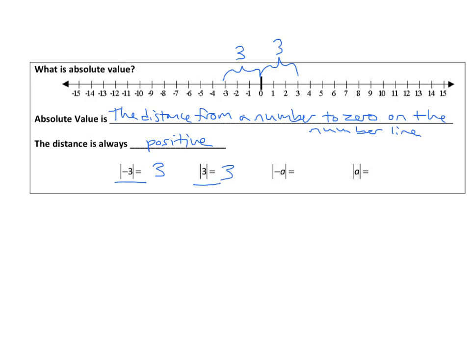So when you take the absolute value of a negative, it comes out positive. When you take the absolute value of a positive, it stays positive. Because absolute value is always positive because it represents a distance. So in general, the absolute value of -a is going to be positive a, and the absolute value of a would be a. Everything that comes out of an absolute value comes out positive.